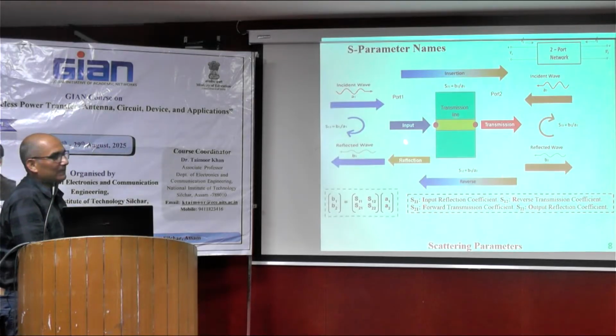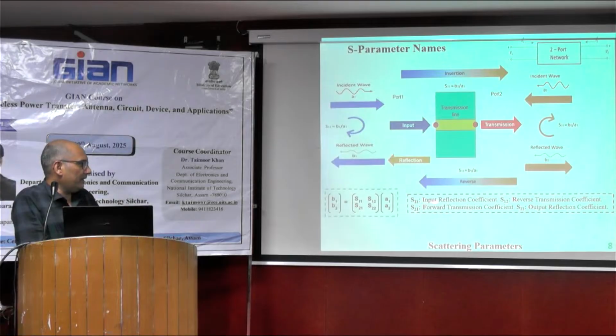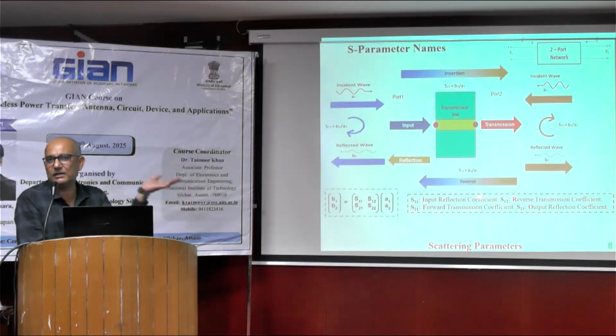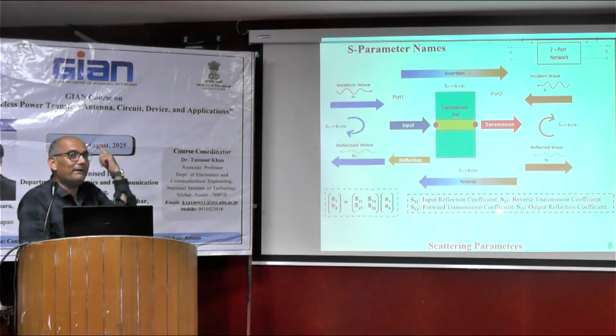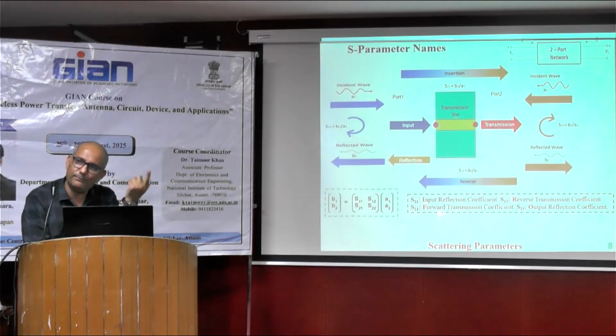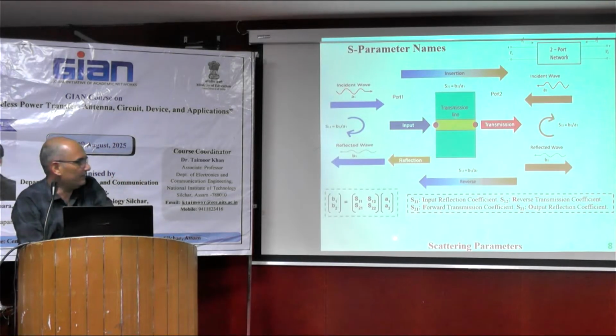To make it easy to memorize, simply remember IRFO, IRFO. I for input, R for reverse, F for forward, O for output. That same notation is applicable to a traditional two-port network also. In Z parameters also the same notation IRFO will be applicable, but there it will be in terms of impedance. In case of Y parameters, the same notation will be used for admittance. So we can define these four parameters in this way: input reflection coefficient, reverse transmission coefficient, forward transmission coefficient, and output reflection coefficient.